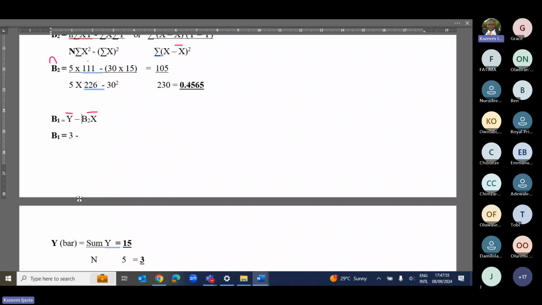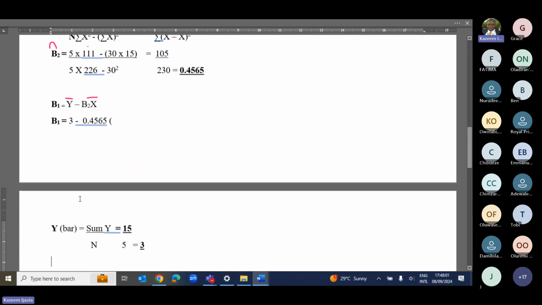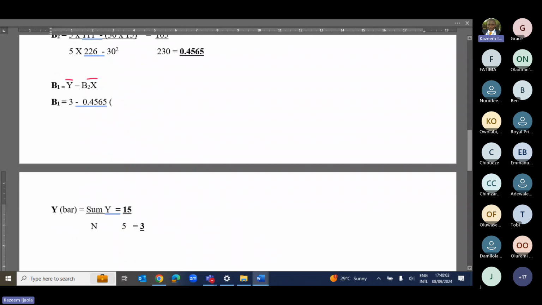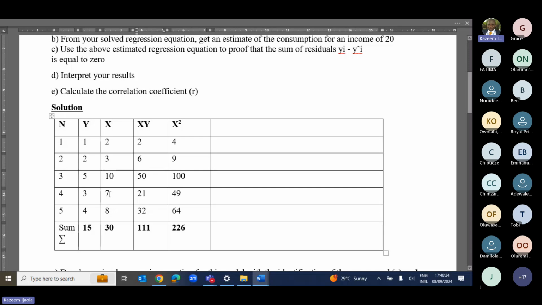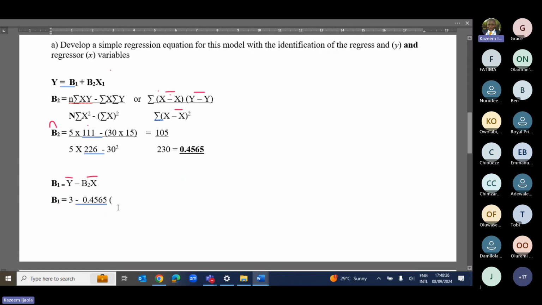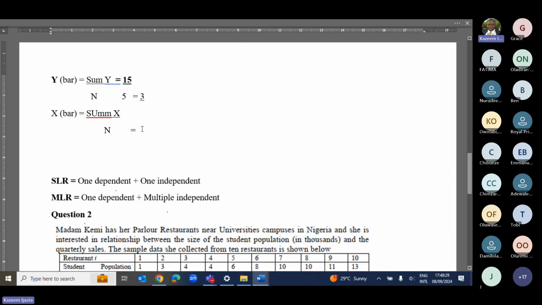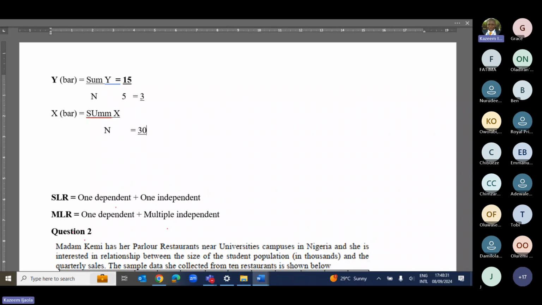Then B2, we already have our B2. Our B2 is 0.4565. Then what is x bar? Our x bar is equal to summation x divided by n. So that gives us what? What's our summation x? Summation x is 30, so that's 30 divided by 5.